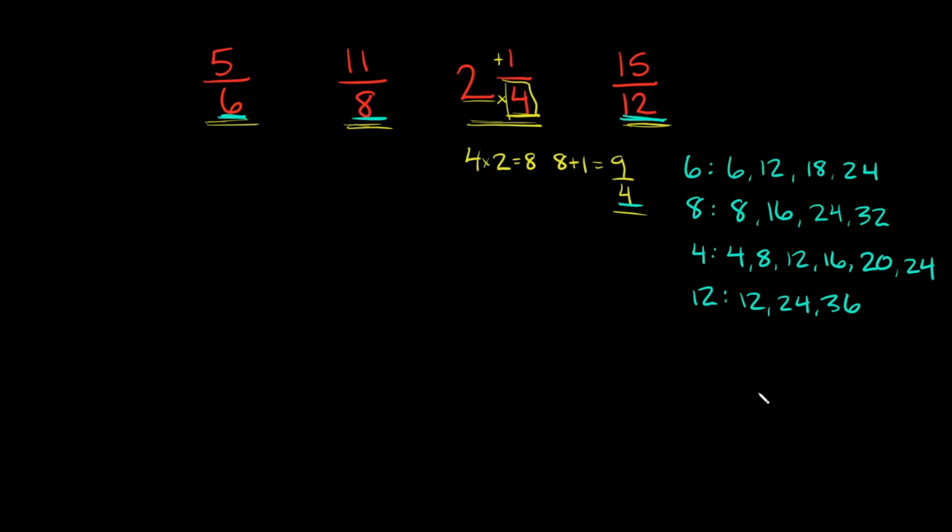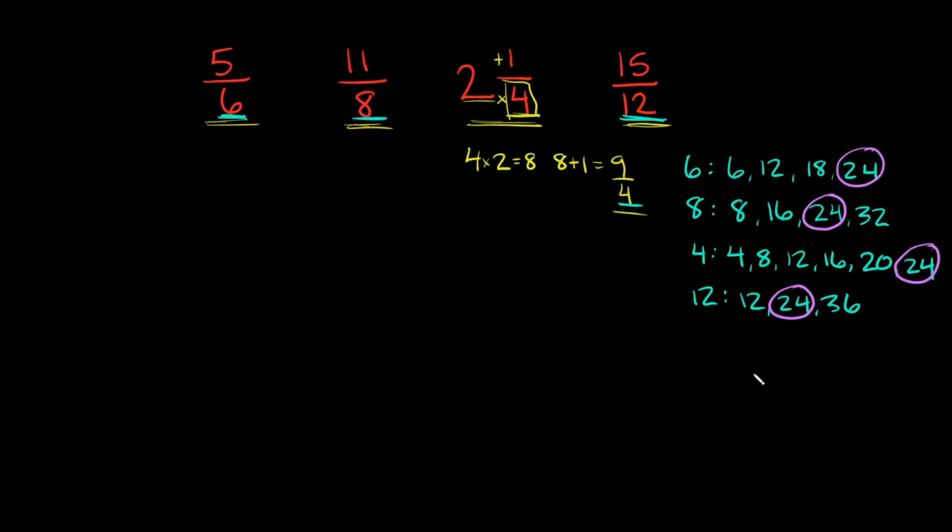Okay, so in order to find a common denominator, all we have to do is find a common multiple, or in other words, a number that they all have in common. So do we have a number like that in these lists? Well, actually we do, okay? We have 24 here, 24 here, 24 here, and we also have 24 here. So since they all have the number 24 in common, that is what we're going to change their denominators to.